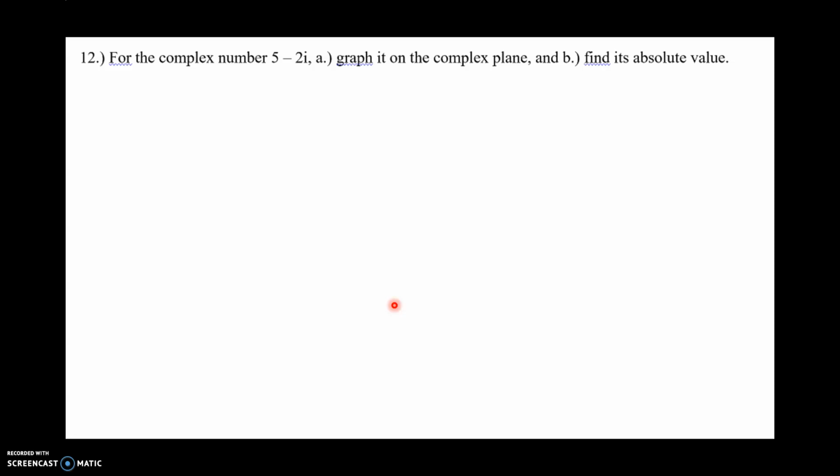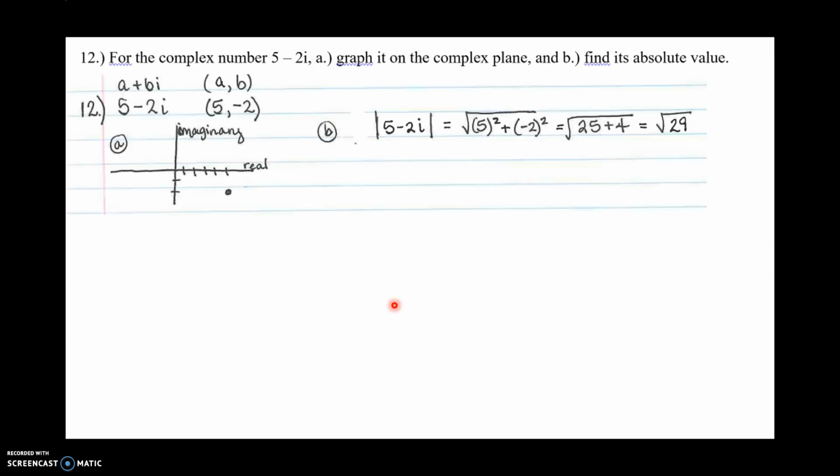All right, for number 12, it asked us for 5 minus 2i to graph it on the complex plane and find its absolute value. So to graph it on the complex plane, all we have to do is pull out the numbers 5, negative 2, and I'm going to plot it just like that was an xy: go over 5, go down 2. The only thing is, instead of calling this x and y, we need to be sure we name it real and imaginary.